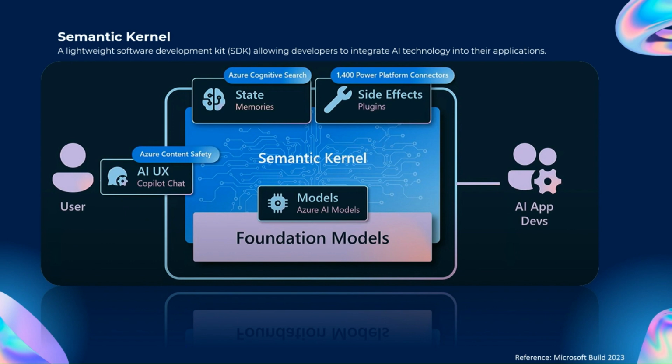Semantic Kernel is a lightweight software development kit allowing developers to integrate AI technology into their applications. In simple terms, there are a lot of foundational models out there. How can I integrate with those foundational models and have a certain data set passed into them? That is where Semantic Kernel comes in.